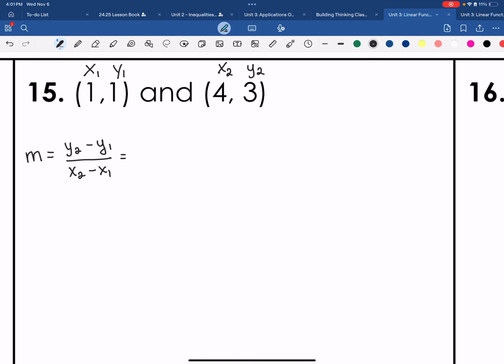AP Bio uses this formula. AP Stats uses this formula. I mean, environmental science is going to use this formula. This is a foundational formula for all of our math and science. Physics is going to use this formula. All of you will take physics your junior year.